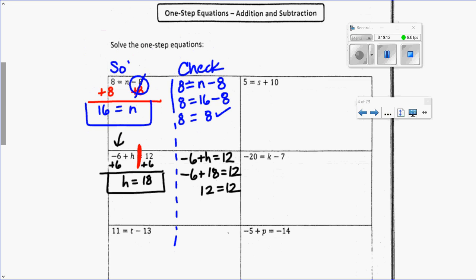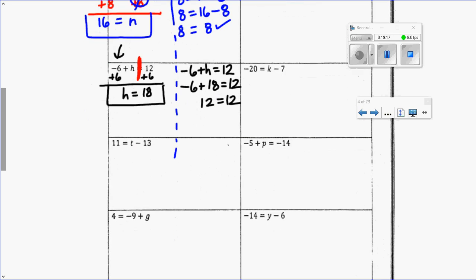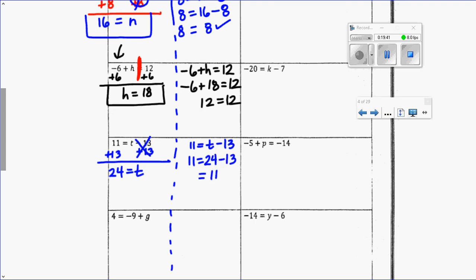Okay, if you are listening to me, that means that you already did 11 equals t minus 13. Did you remember to add 13 to both sides? Okay, this cancels. You can circle it, you can cross it off as long as you're nice and neat, and we can follow your work. And we think it's 24, so 11 equals t minus 13. And I think that t is 24, so when I see t, I'm going to write 24. And 24 minus 13 is 11. I got it right.